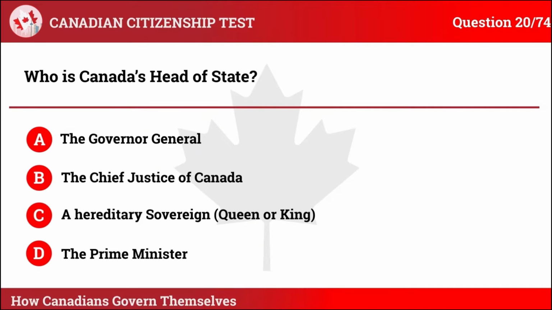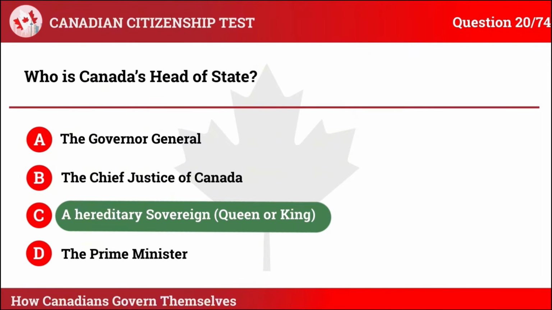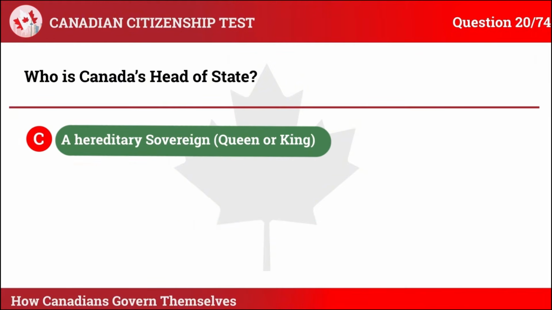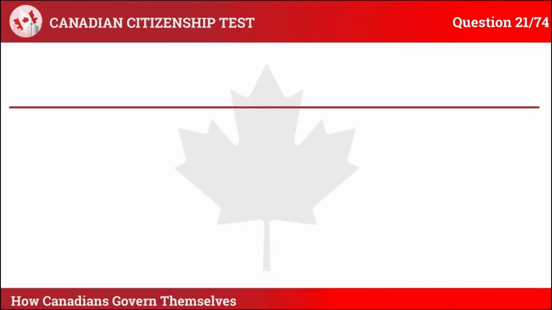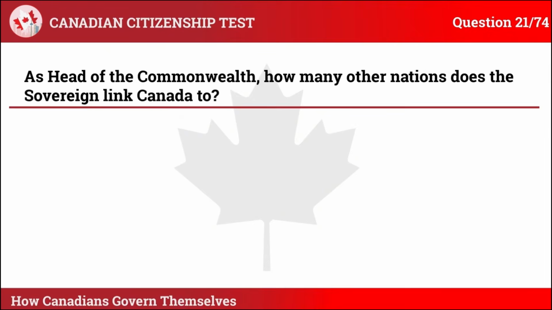The correct answer is C. A hereditary sovereign, Queen or King. Explanation: Canada's head of state is a hereditary sovereign, Queen or King, representing the continuity and tradition of the monarchy. Question 21. As head of the Commonwealth, how many other nations does the sovereign link Canada to? A. 60. B. 53. C. 50. D. 45.